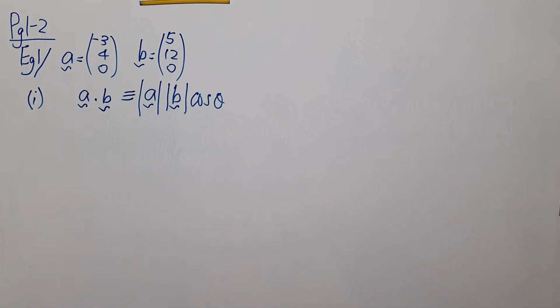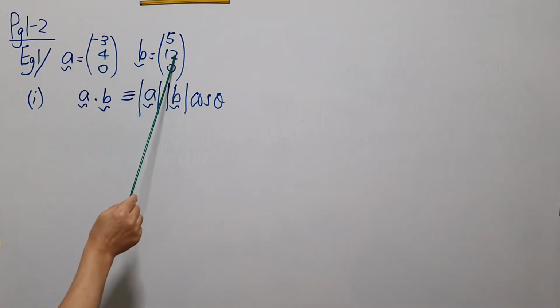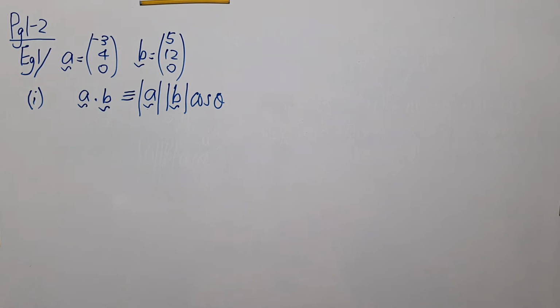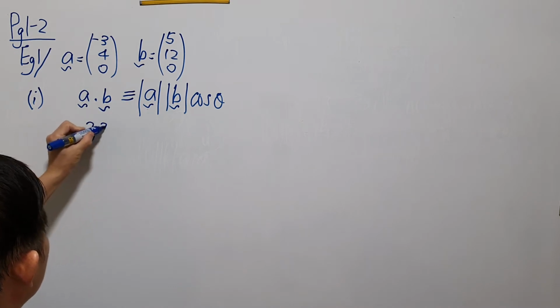So on the left hand side, I will perform the dot product by doing this times this plus this times this plus this times this. And if you do this, you will get a value of 33.